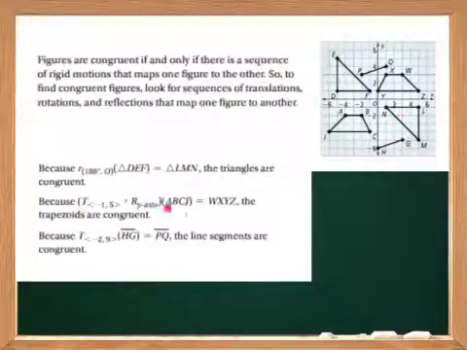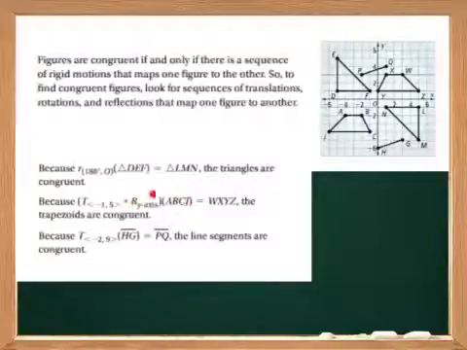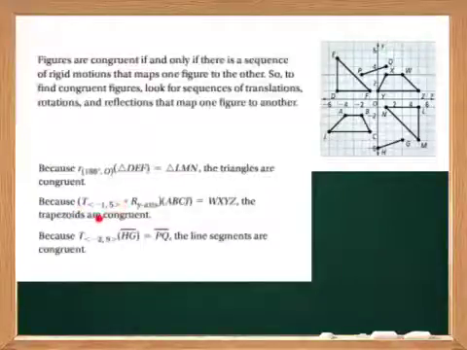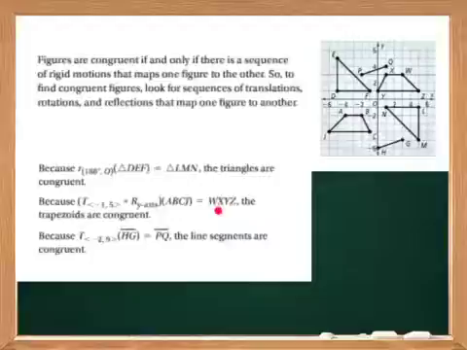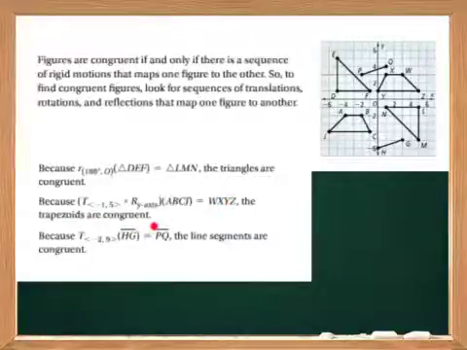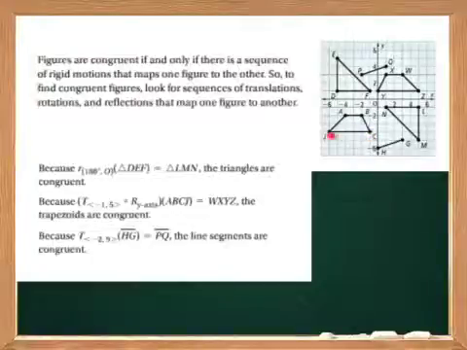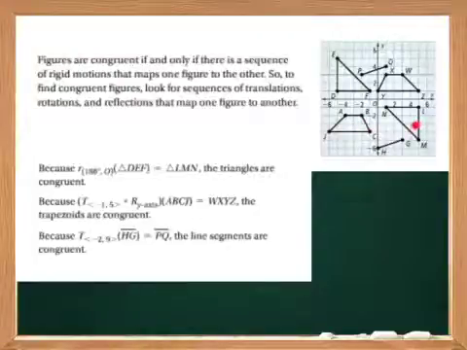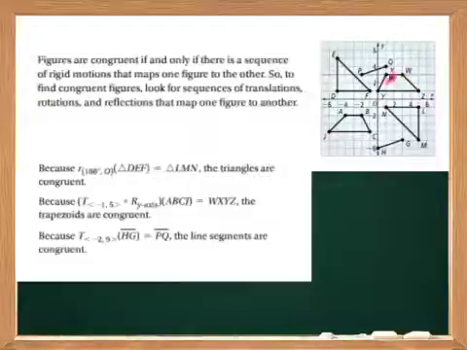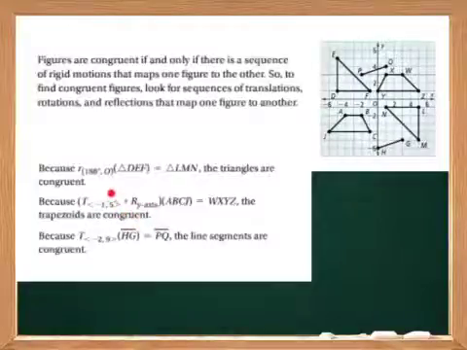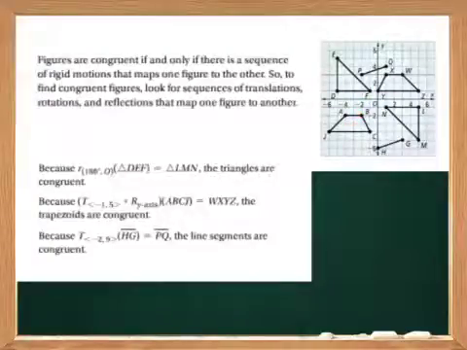Because figure ABCJ was first reflected across the y-axis and then translated -1, +5 to give us figure WXYZ, the trapezoids are congruent. If we look at ABCJ, it was first reflected over the y-axis, and then it was translated left 1 and up 5 to give us figure WXYZ. Therefore, since it was made up of a composition of isometries, of rigid motions, distance and angle measure were preserved, so these two figures are congruent.